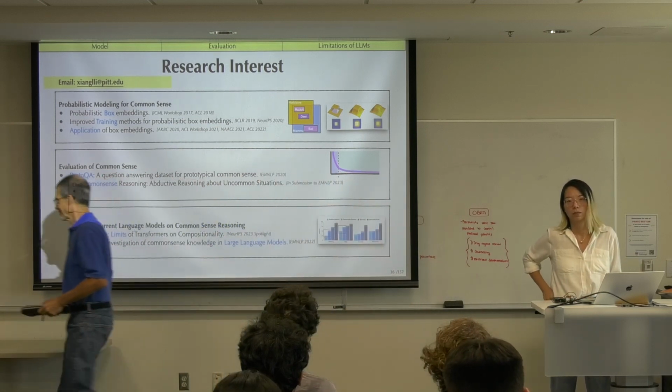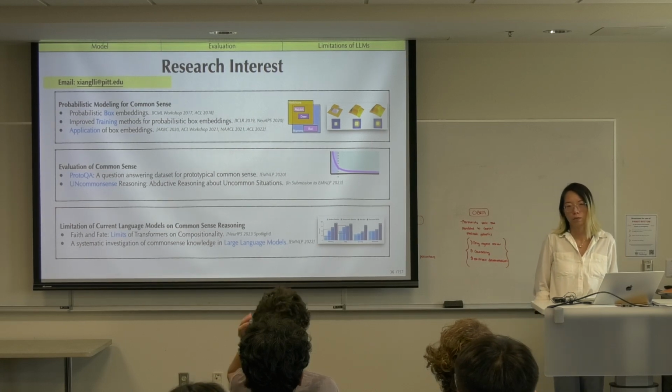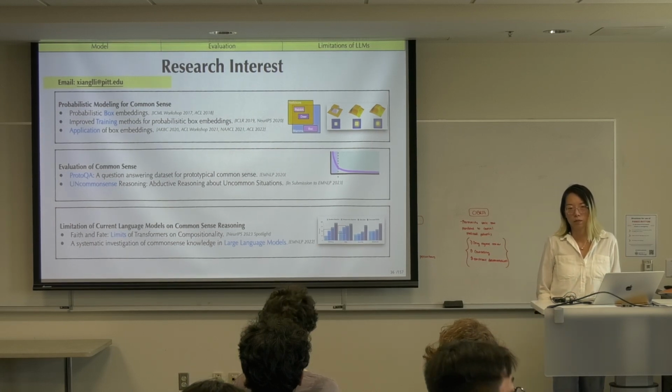For your first part of your research with probabilistic modeling for common sense, what is the abstract space that you're actually placing these boxes in, and what are the constraints of the size for that abstract space?